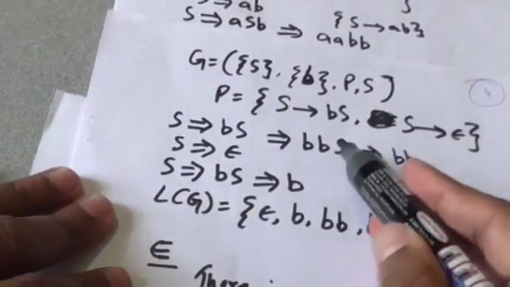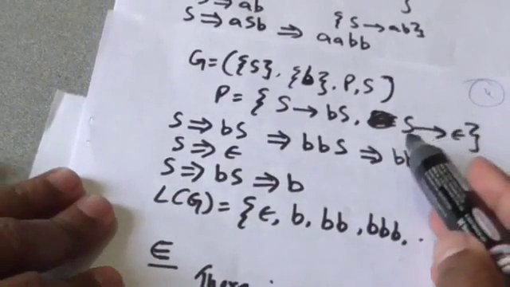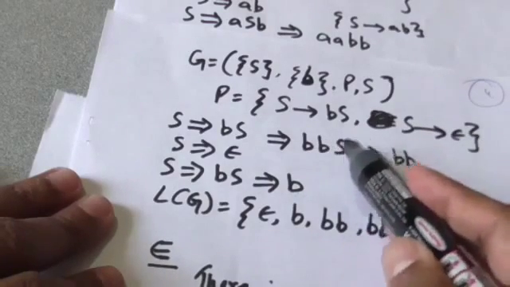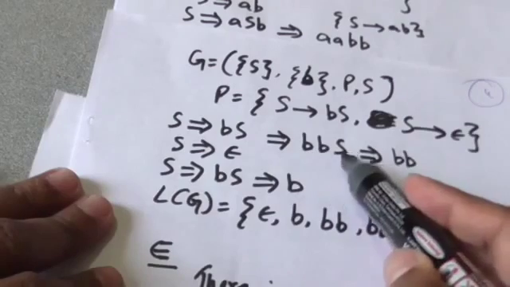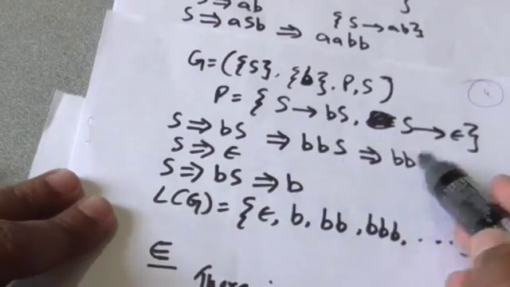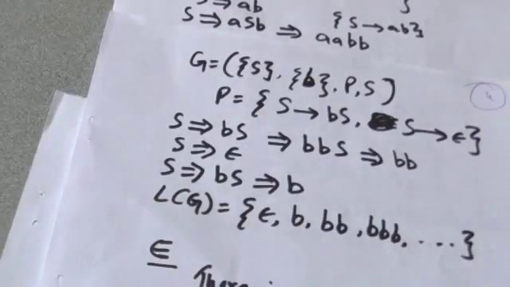As happened here. Here I applied the production S derives empty. So what I have done here? Here I have deleted S. So what I have got? b. Thank you very much.